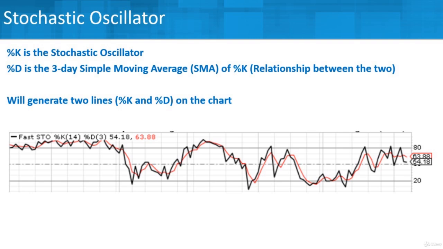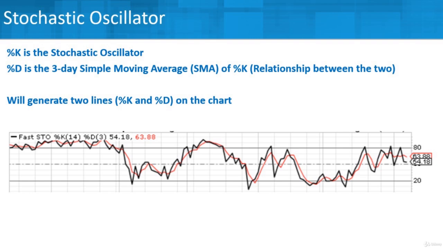So if we look at it graphically here, you're going to have your percentage K, the stochastic oscillator, and then your percentage D, which is that 3-day simple moving average of that percentage K. So it's a relationship between the two. And it's going to generate two lines on your chart. You can see here where it says STO, stochastic oscillator. The percentage K is 14 days. That's the default. The percentage D is 3, because that's the 3-day simple moving average, so that's the default too.